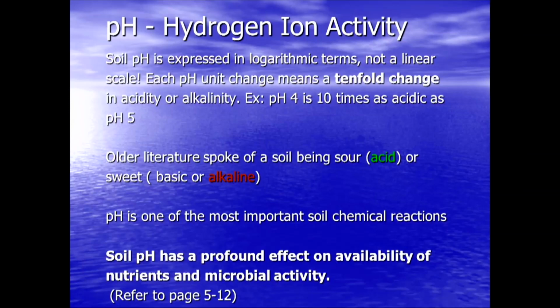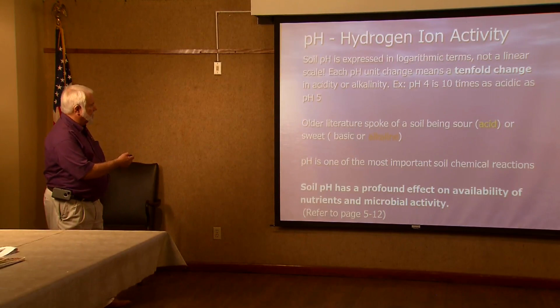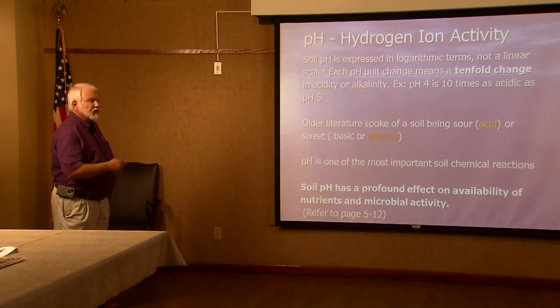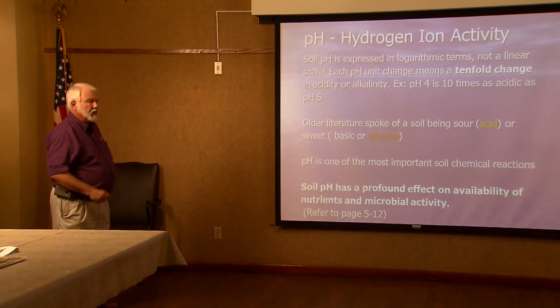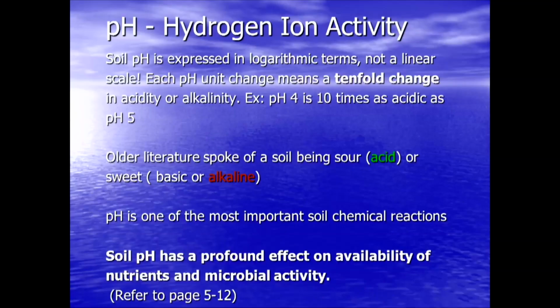But the reason it's written as a small p, that's talking about the potential for hydrogen, and hydrogen being an element, it's always in an uppercase. Now, it's expressed in logarithmic terms, not a linear term. So, each pH change is a tenfold change. And remember, in logarithms, you don't add, you multiply by.